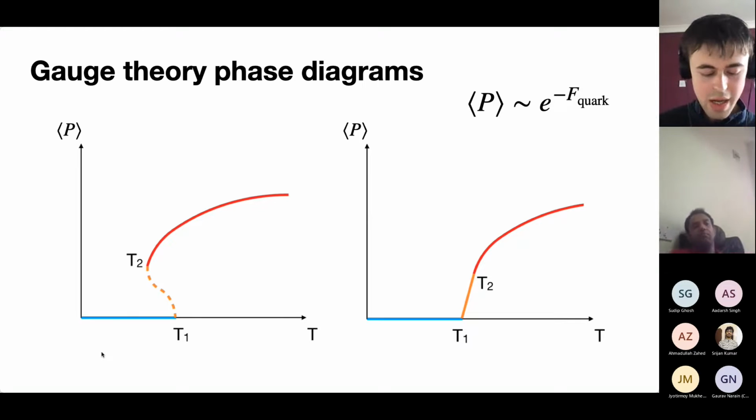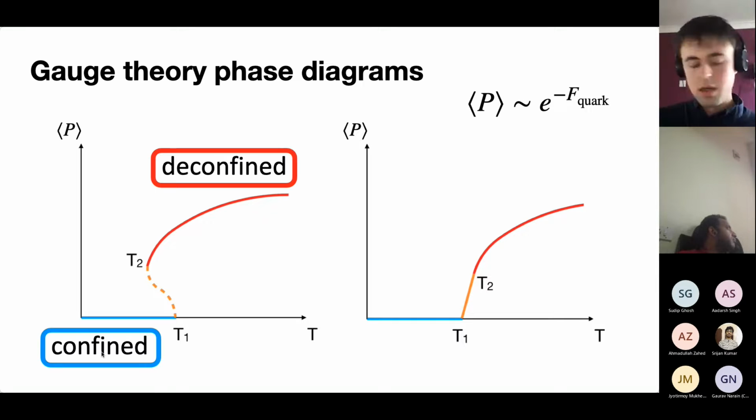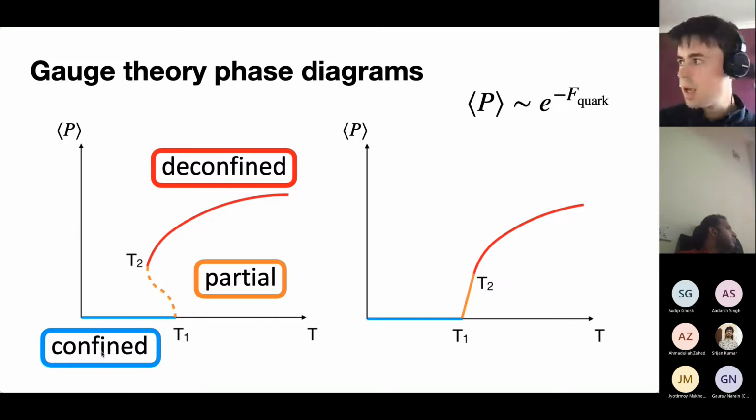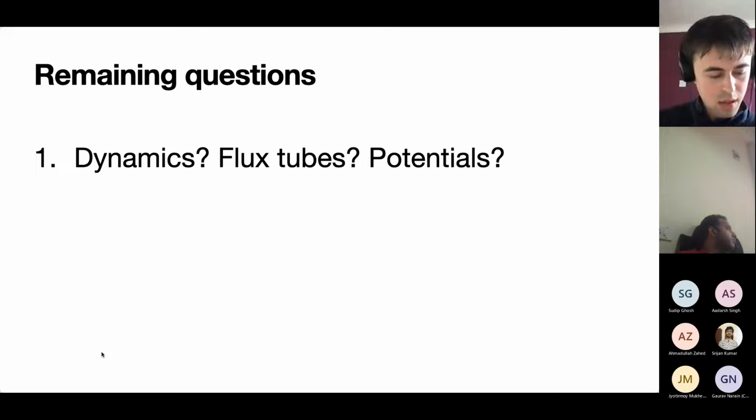And on the right, we think this is what you'd expect for something like QCD. And in this case, the partially confined phase has been ignored just because it's very hard to investigate QCD. And we think that we can learn a lot about this diagram by investigating the diagram on the left. So this is the confined phase, deconfined phase, and partial in between them.